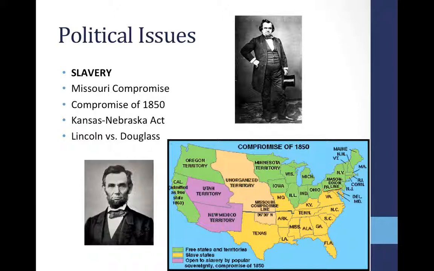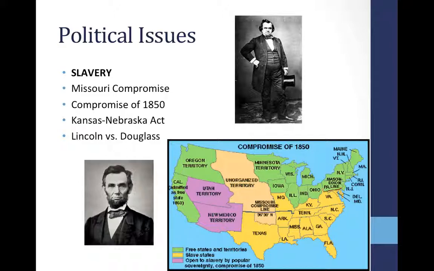Political issues, slavery being one of the main ones, but we're going to talk about other ones as well. The Missouri Compromise in 1820 created the 36°30′ parallel line and the state of Missouri. To the south and southeast of the 36°30′ parallel line, slavery was allowed and welcome, and everything above the parallel line, slavery was illegal, it was banned.